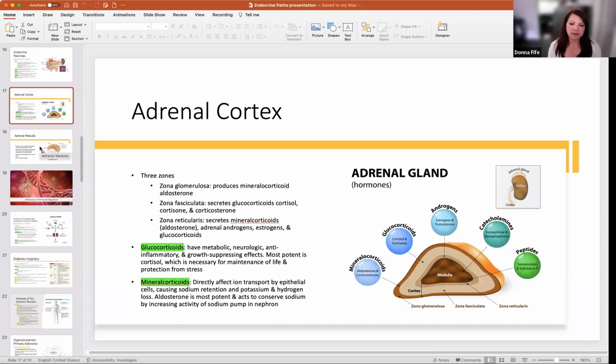Glucocorticoids have metabolic, neurologic, anti-inflammatory, and growth-suppressing effects. The most potent is cortisol, which is necessary for maintenance of life and protection from stress. Mineralocorticoids directly affect ion transport by epithelial cells, causing sodium retention and potassium and hydrogen loss. Aldosterone is most potent and acts to conserve sodium by increasing the activity of the sodium pump in the nephrons in the kidney.